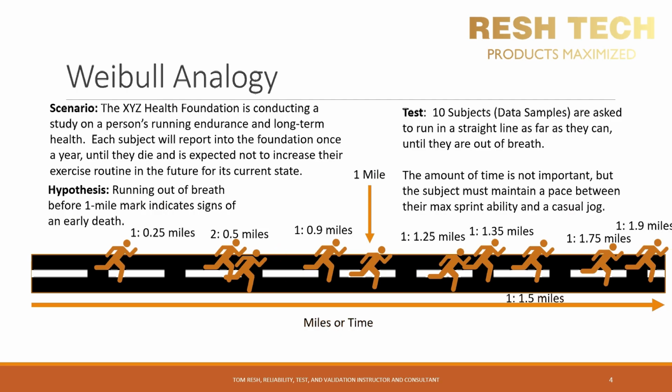Alright, so runner number 1 only ran a quarter mile. We had 2 runners that were able to run a half a mile. We had 1 runner that was able to run 0.9 miles. We had a runner that was able to make 1 mile. We had 1 runner that was able to make 1.25 miles. We had a runner that was able to make 1.35 miles. We had a runner that was able to make 1.5 miles. And we had a runner that was able to make 1 3/4 miles. And last but not least, we had a runner that was able to make it to 1.9 miles.